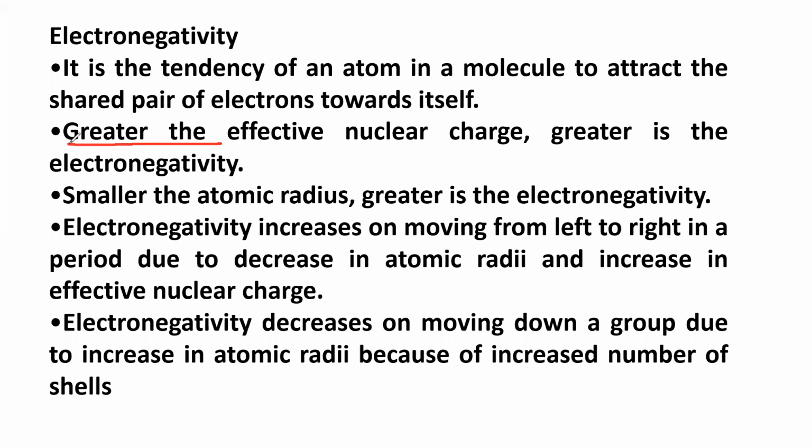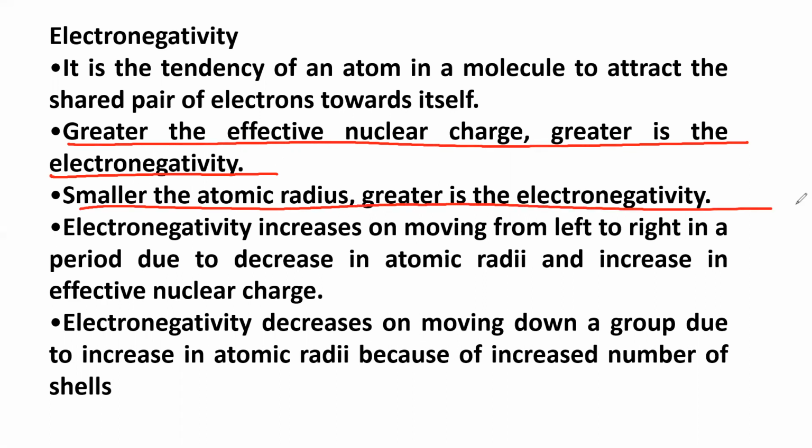Why? Because as the effective nuclear charge increases, the outermost electron has more attraction towards the nucleus due to electrostatic force of attraction. So for those elements, electronegativities become higher. Next, smaller the atomic radius, greater is the electronegativity. This point is also important. As we move from left to right, atomic radius decreases. Smaller the atomic radius, greater is the electronegativity, because it is due to having higher effective nuclear charge. Both are interlinked.